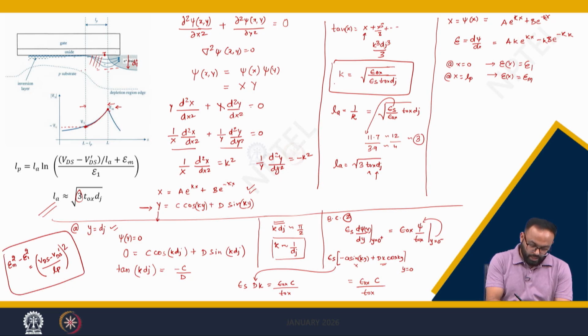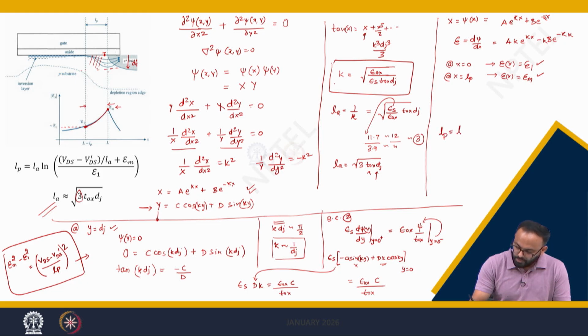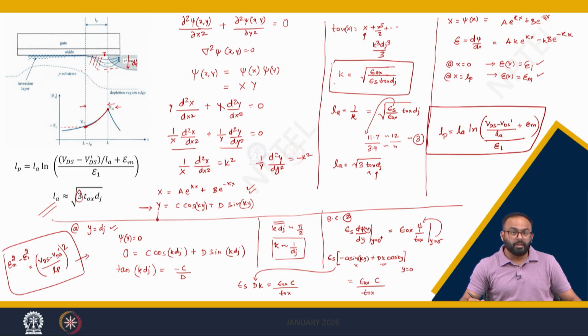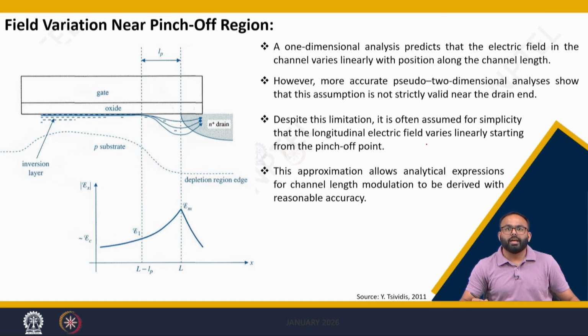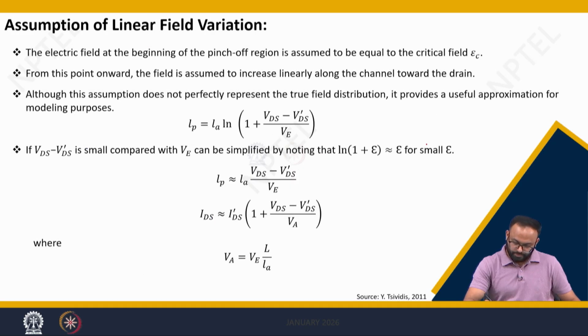So, this electric field, which is a 2-dimensional electric field here, can be related like this, and by using these boundary conditions, ultimately you will end up with LP equals LA into log of (VDS minus VDS dash) divided by (LA times EM) plus EM divided by E1. So, this is the equation which we can obtain from our 2-dimensional analysis, like we can show it here.